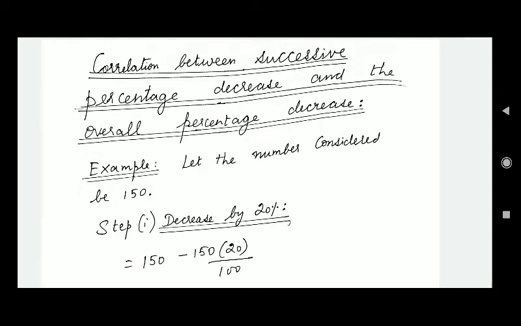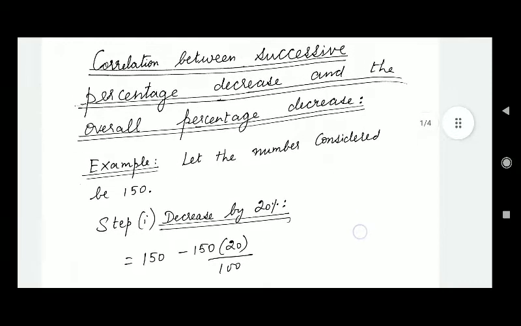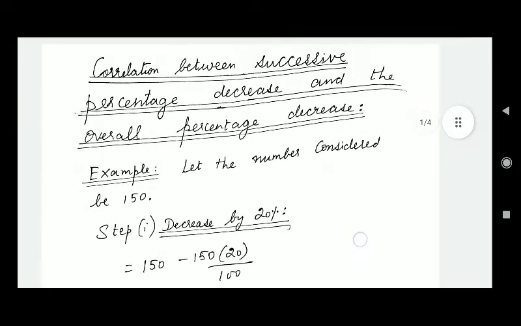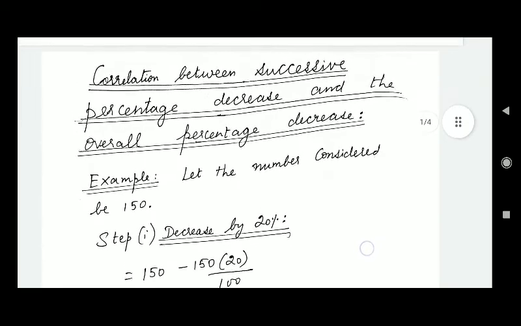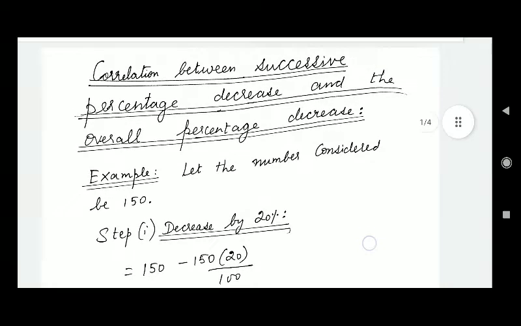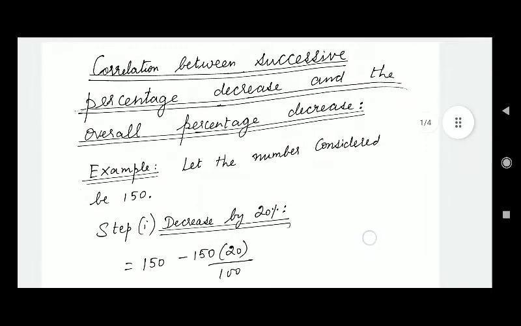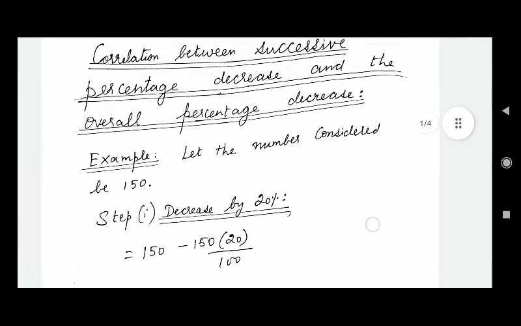In our last video, we saw the correlation between successive percentage increase and the overall percentage increase. In this video, we are going to find just the reverse of it, the correlation between successive percentage decrease and the overall percentage decrease. Let us as usual start with an example. Let us consider a value 150.